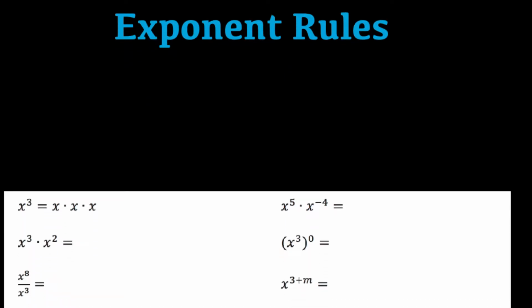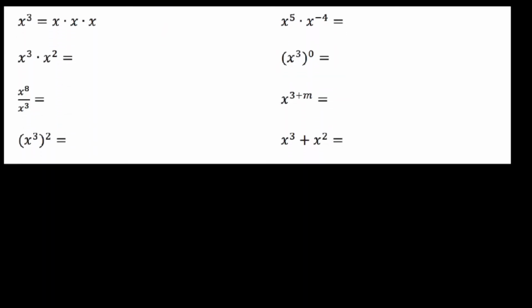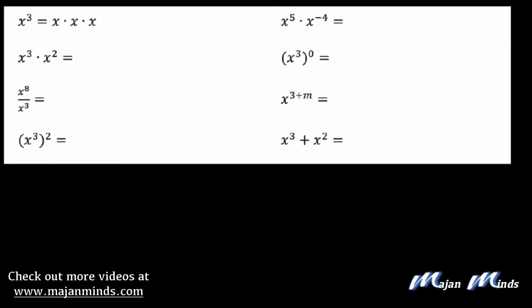Today's topic, exponent rules. So we looked at some zero exponents and negative exponents previously. Here it's just good to remember that x to the third means x times x times x. So this would be 3 x's, and this would be another 2 x's right next to it. So these guys are going to be x to the fifth. What's the rule? You add the exponents.